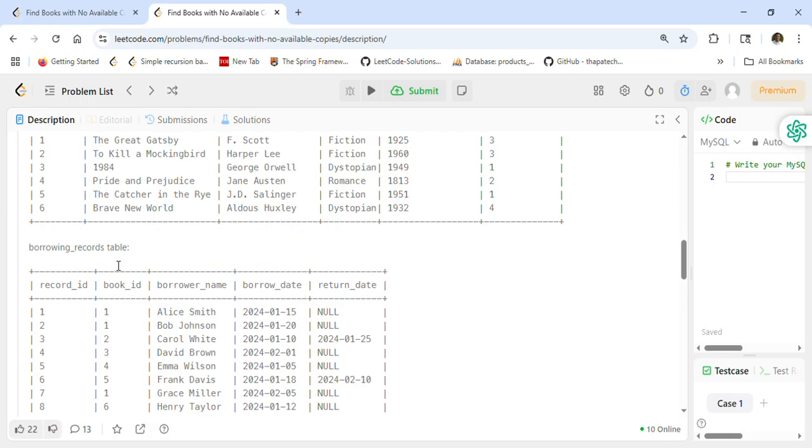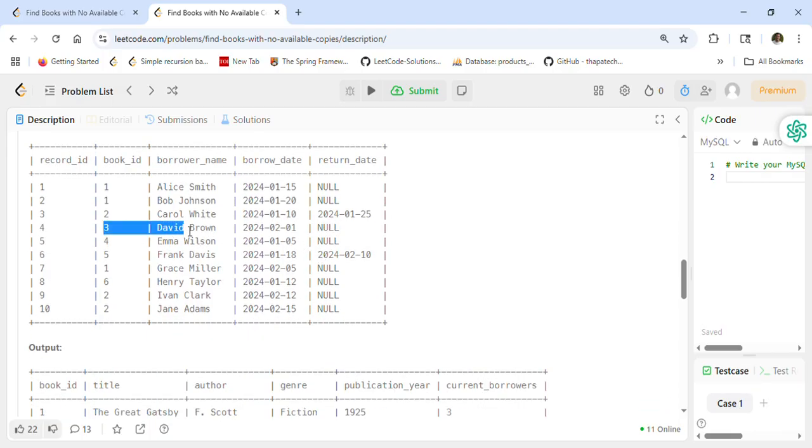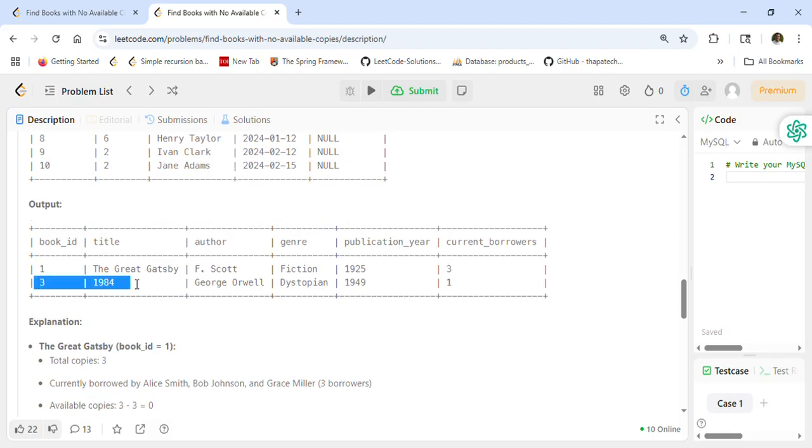The second book you can see here is number 3, which is called 1984, and George Orwell is the author. This book has only 1 copy, and you will see that the 1 copy is borrowed by David Brown. It means this book is not available, so you are going to capture that as well: 1984, current borrowers is 1. That book is not available to borrow because there is only 1 copy and 1 person has already borrowed it. This is what the problem is asking us to find out.